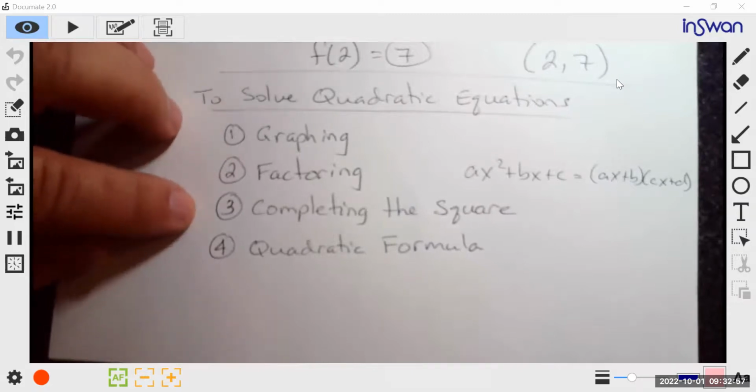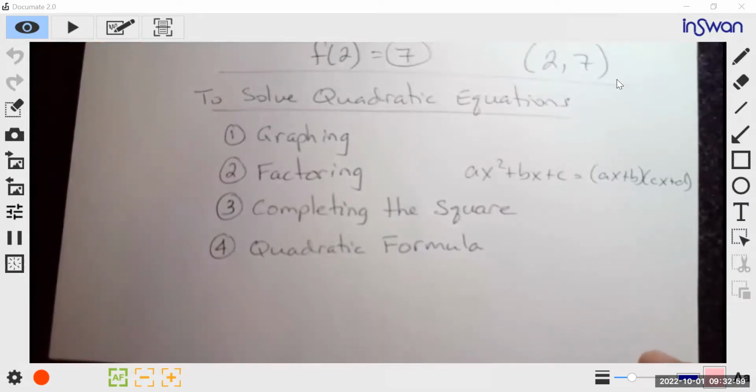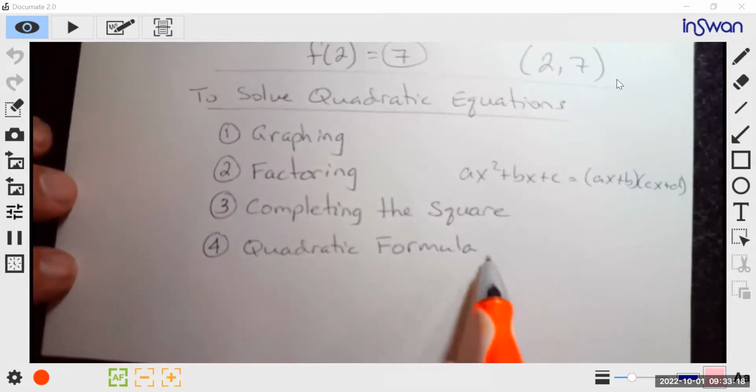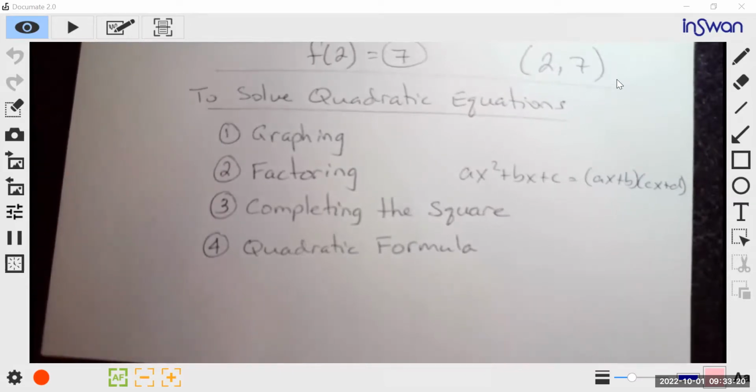Completing the square is a process. It'll always work, but it requires you doing a lot of math. And so a lot of times it could involve using fractions. The safest way that always works is the quadratic formula, and we'll get to that next week. But we have to first build up to it.